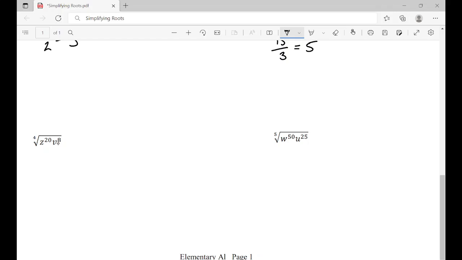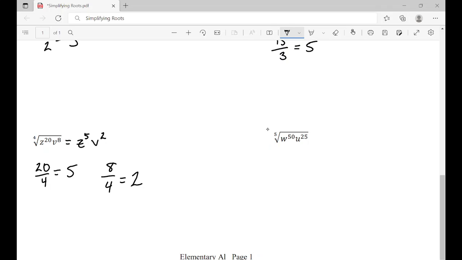Here we got 2 variables, but it's the exact same thing. 20 over 4, which is going to give you 5. So z to the 5th. And then we got 8 over 4, which is going to give you 2. So v squared. And that's it for that one.